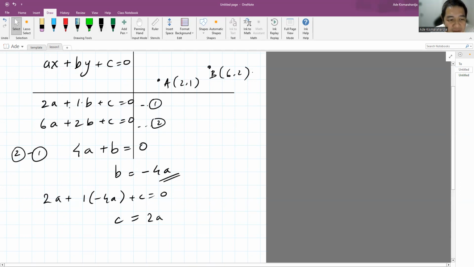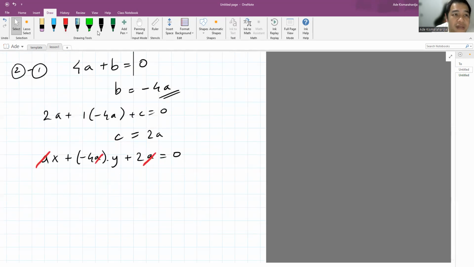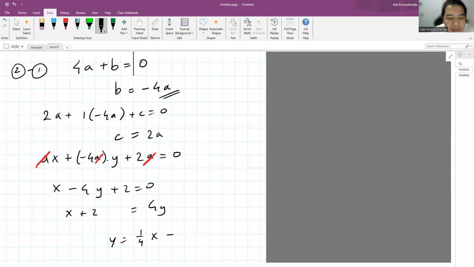Now I will plug them into the general form. What is b? Minus 4a. And what is c? That's 2a, equal to 0. Then I'm just going to cancel this a. So what you get is x minus 4y plus 2 equal to 0. So y is equal to x plus 2, or y is equal to 1 over 4 x plus 2 over 4.